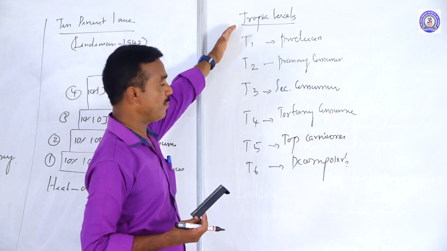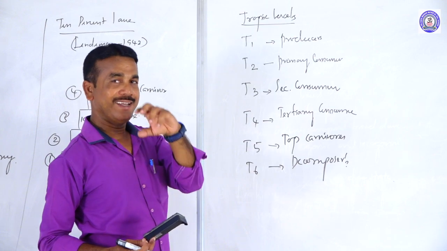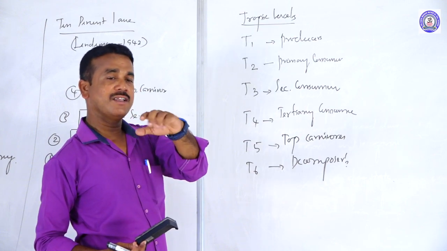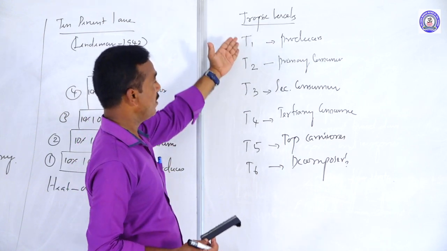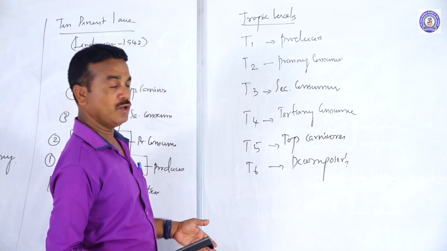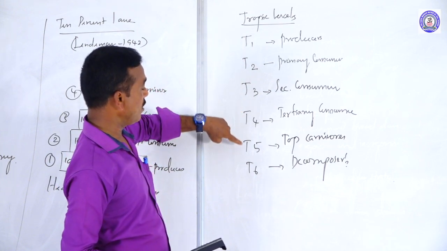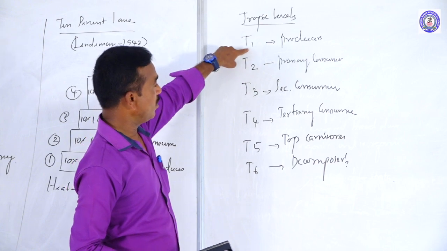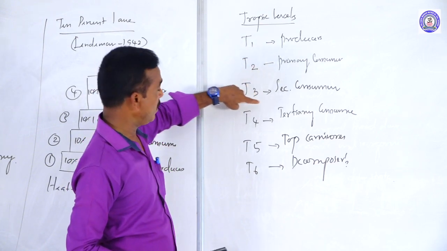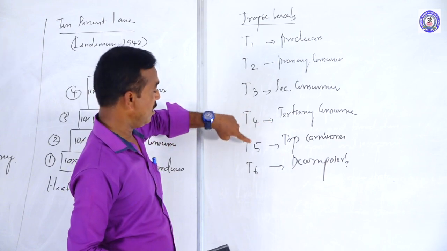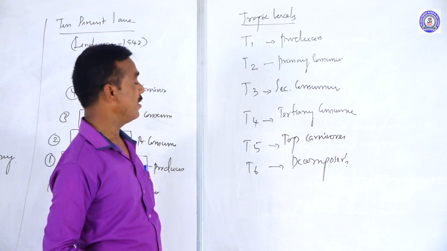What is the definition of trophic level? The position of food in successive steps can be denoted as a trophic level. There are 6 trophic levels, namely T1, T2, T3, T4, T5 and T6. T1 is a producer, T2 is a primary consumer, T3 is a secondary consumer, T4 is a tertiary consumer, T5 is a top carnivore, T6 is a decomposer. Okay, can I go to the next one?